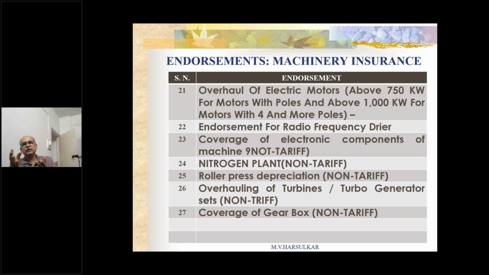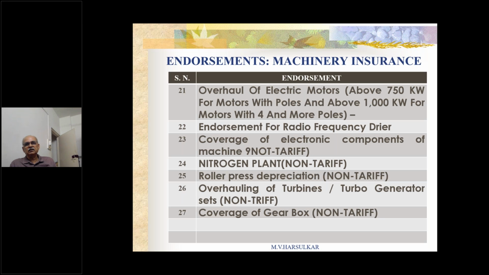Otherwise, as a surveyor, if this endorsement is not there, I will go by the standard policy wording and say that these parts come under exclusion, and I may not recommend a claim. So it is necessary that the insurance company attaches this type of endorsement when they are covering under machinery breakdown any machine which has a lot of electronics involved.